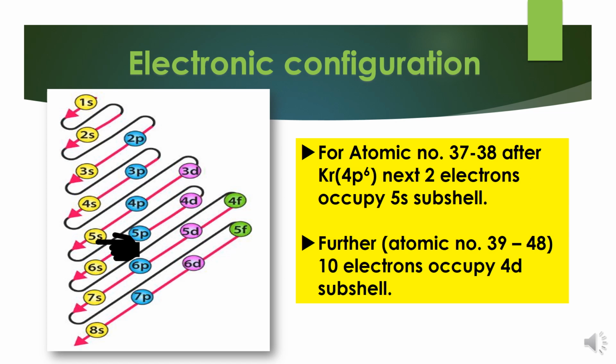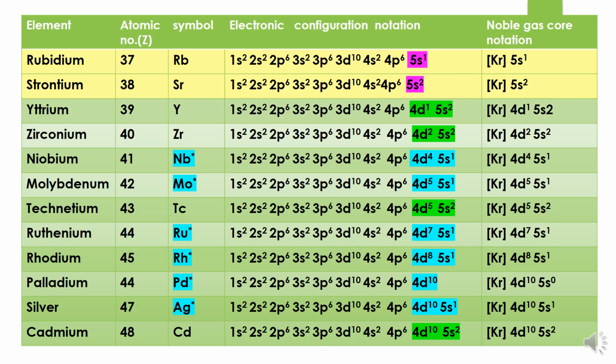It will enter in the 4d subshell. After 5s, 4d will be filled, because you know that the Aufbau diagram is in increasing order of energy. So the next 10 electrons will enter in the 4d subshell up to atomic number 48. So let us see the configuration. In rubidium, the 37th electron enters in 5s, giving configuration 5s1, and strontium 5s2. In noble gas core you will mention krypton first and then the valence shell electrons 5s1 and 5s2.